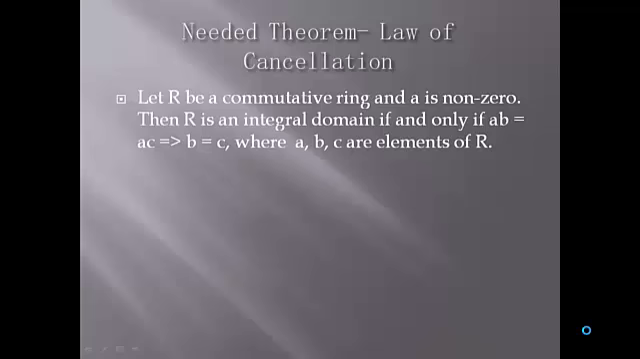So let's start there. The law of cancellation, if you didn't know, is written like this: let R be a commutative ring and A, an element of the ring, be non-zero. Then R is an integral domain if and only if AB equals AC implies that B equals C, where of course A, B, and C are all elements of the ring. So I'm going to prove this for you. It's an if and only if proof, so we're going to have to go both ways. Let's examine the first way that I want to go.